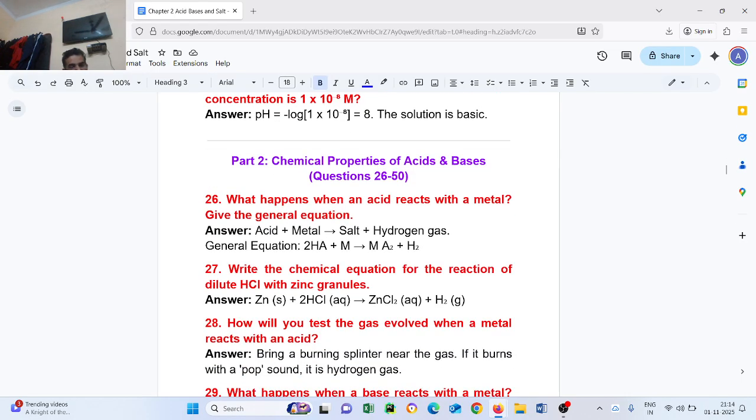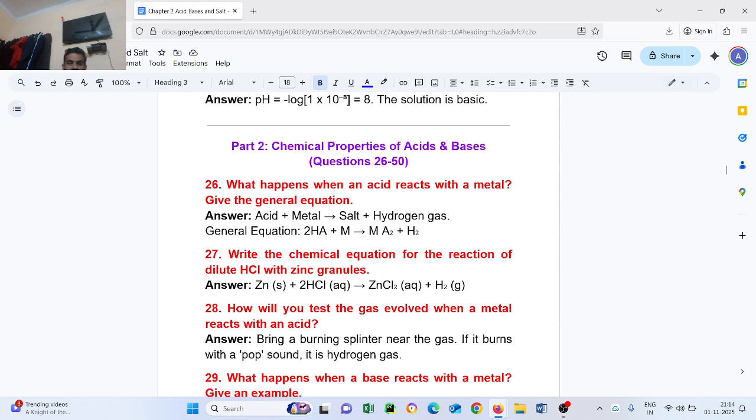Question number 28. How will you test the gas evolved when a metal reacts with an acid? Bring a burning splinter near the gas. If it burns with a pop sound, it is hydrogen gas.